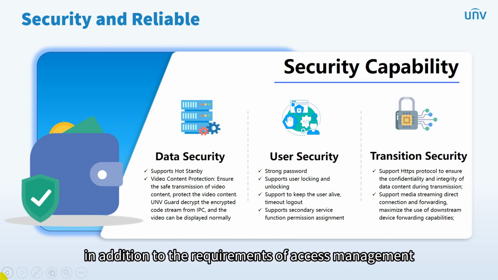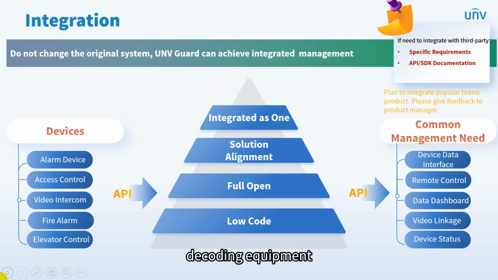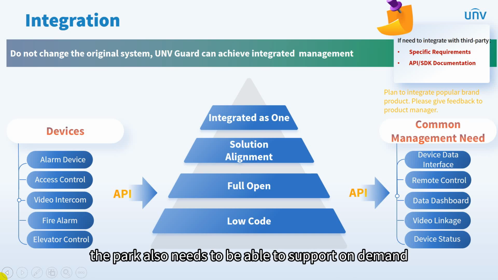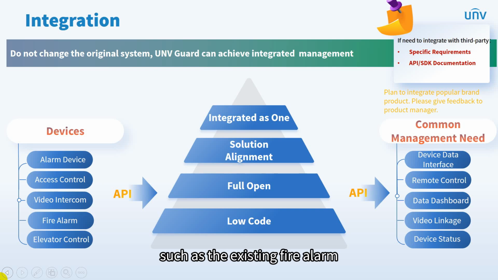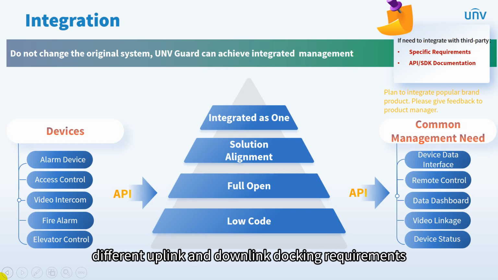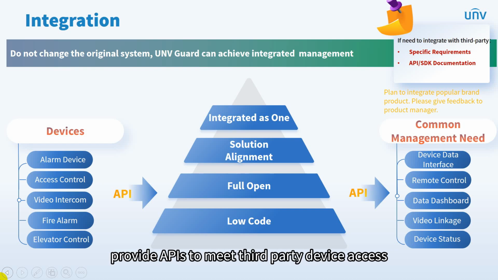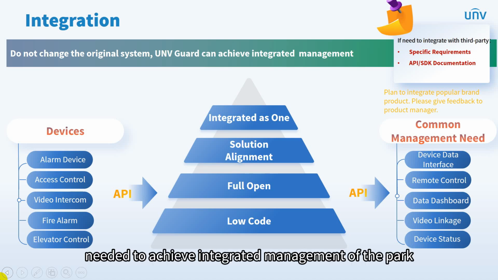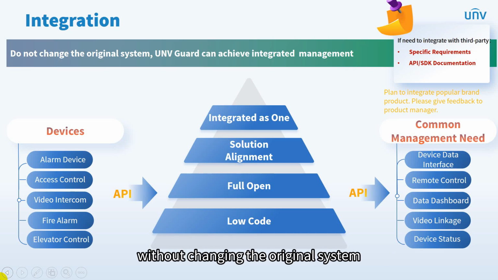In addition to the requirements of access management video channels, decoding equipment, access control equipment, and video intercom equipment, the park also needs to be able to support on-demand docking with third-party devices, such as the existing fire alarm host and patrol equipment in the park. UNV Guard can meet different uplink and downlink docking requirements, provide APIs, meet third-party device access, and third-party platforms for business integration. It can also adapt to the interfaces provided by third parties as needed to achieve integrated management of the park without changing the original system.